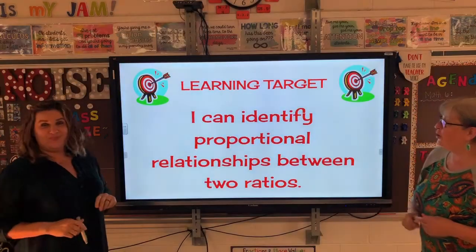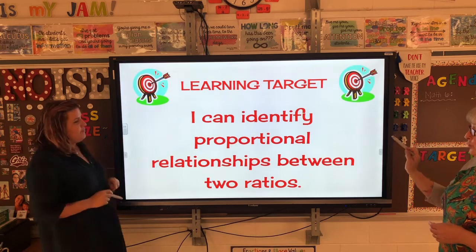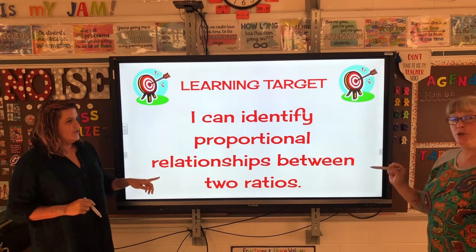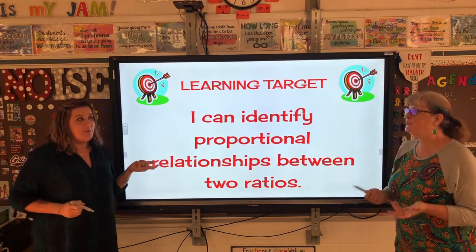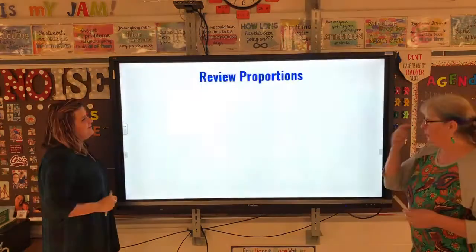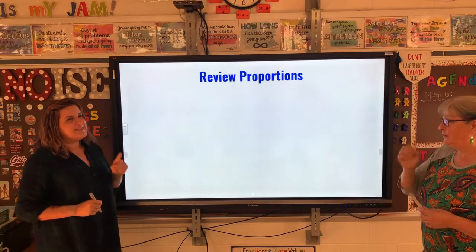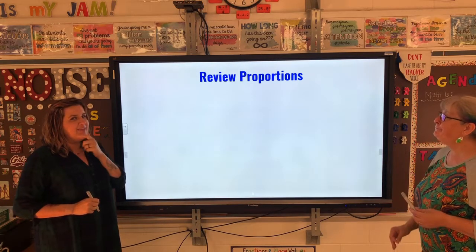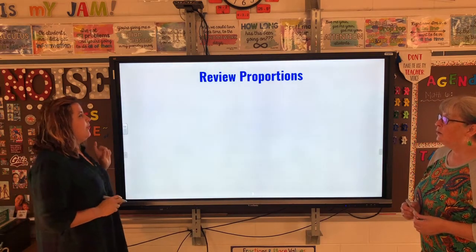Let's look at our learning target. I can identify proportional relationships between two ratios. Two ratios, maybe sometimes more. Those two equivalent ratios are proportional. All right, so let's rewind a little bit and think about what we know about proportions.